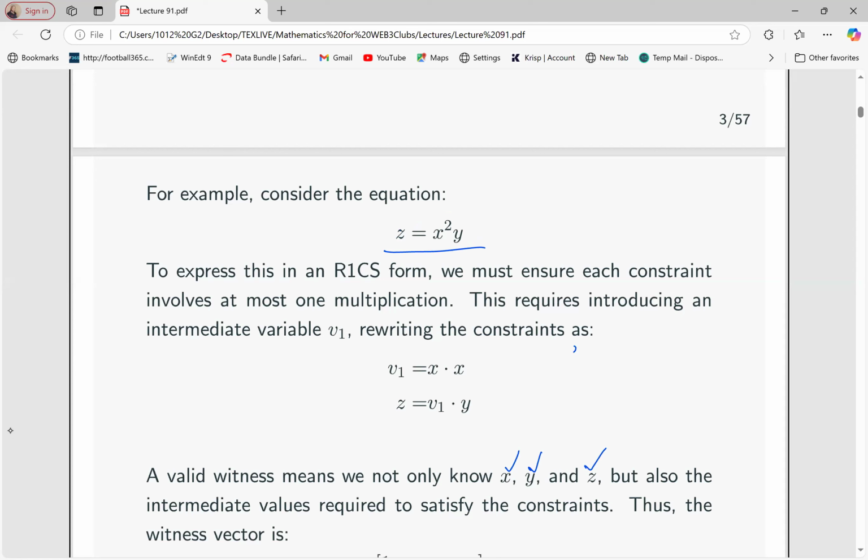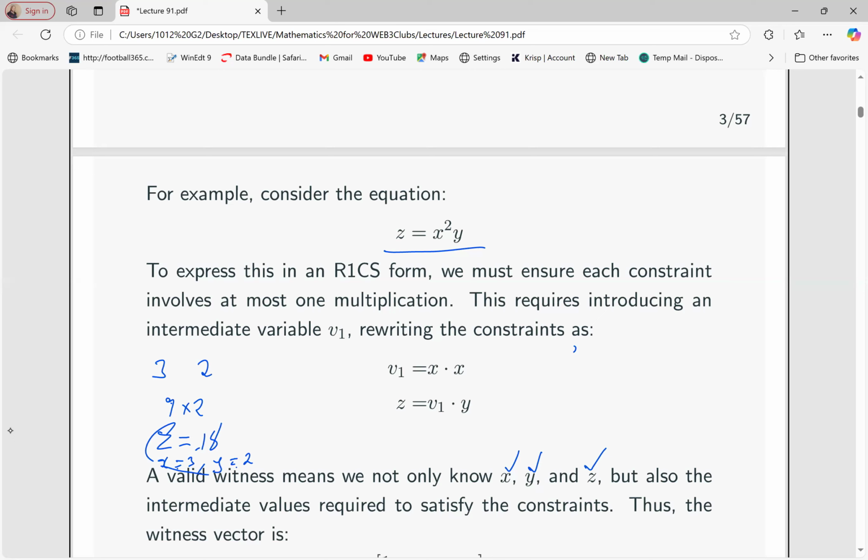If you look at this, he's telling us that if I take X to be 3 and Y to be 2, then X squared will be 9 times 2, that is 18. So he's telling me that Z will be 18. He's telling me that X is 3 and Y is 2 and Z is 18. So these are witnesses. Whenever he gives me X and Y, he must give me Z.